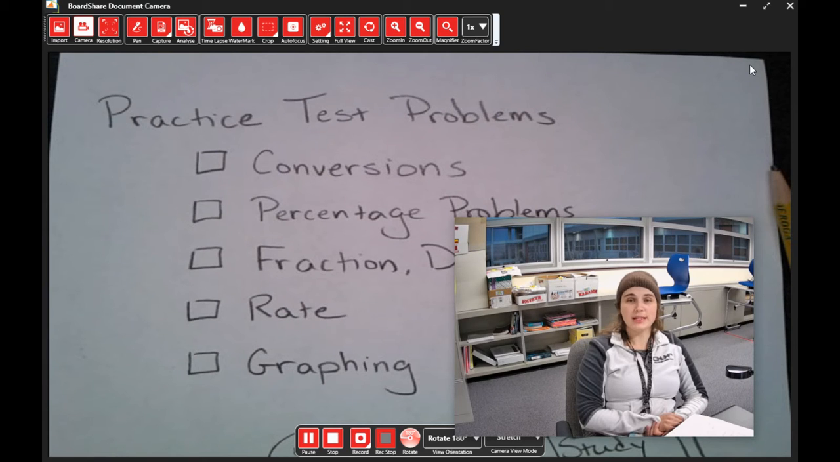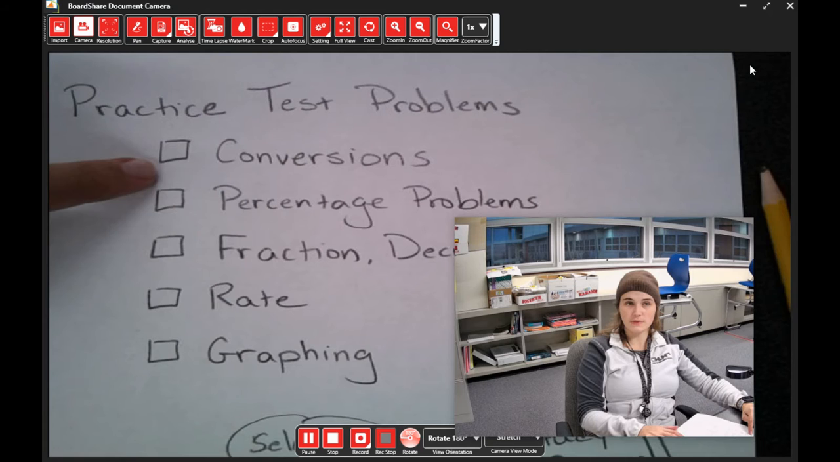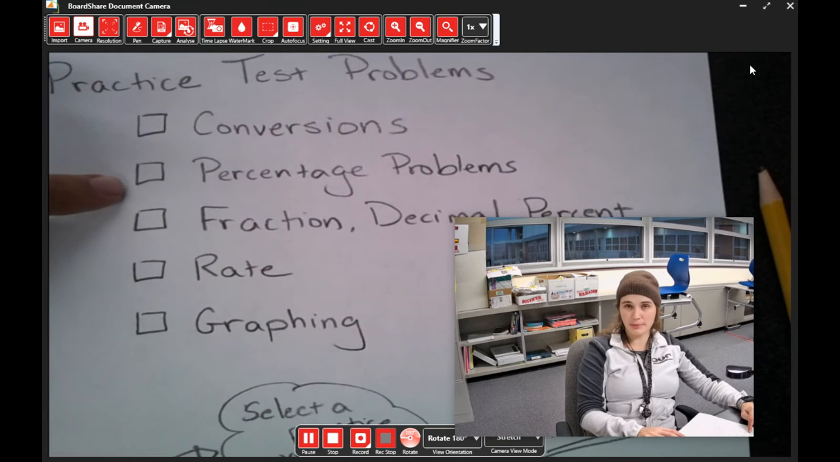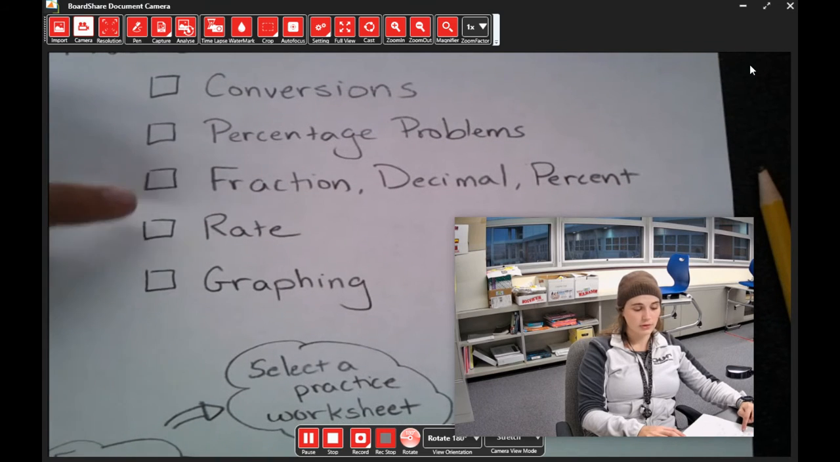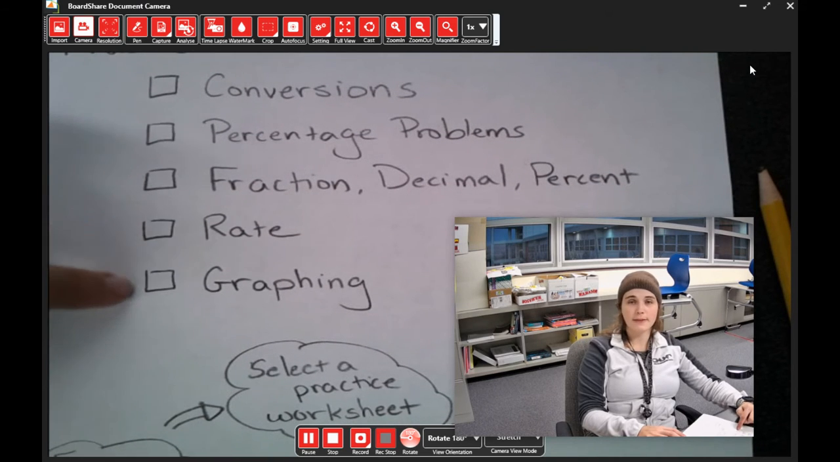What you are going to do today is practice for your upcoming test. This test will encompass everything we've done so far in school, but its main focus will be on percents, rates, and problems surrounding graphing. For this test, there are 5 major components: conversions, percentage problems, fraction decimal percent work, rates, and graphing.